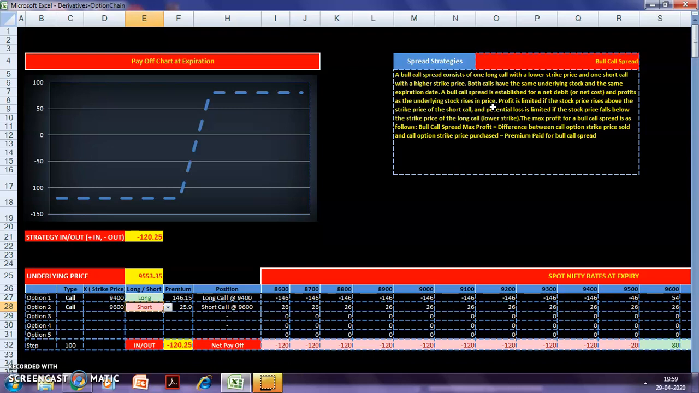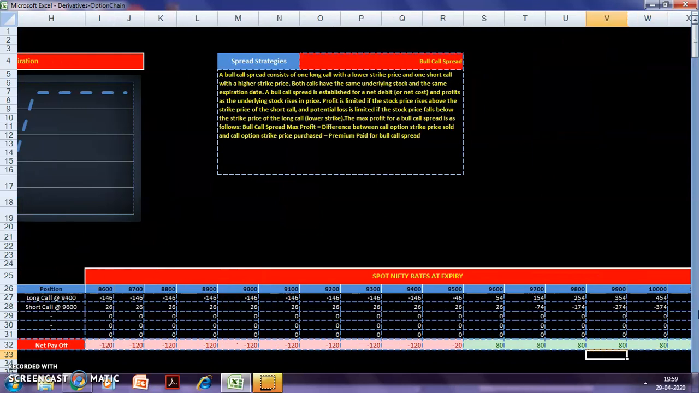It has a limited risk and it has a moderate upside. You see the risk, the net outflow is 120 rupees and the net inflow is 80 rupees. If the market increases beyond 9500 you get 80 rupees, but if it goes down then you are here to lose some money because you basically expected the market to increase only marginally.